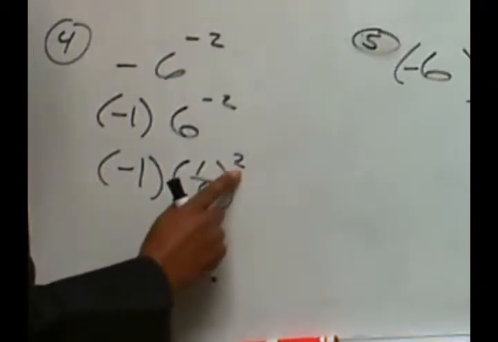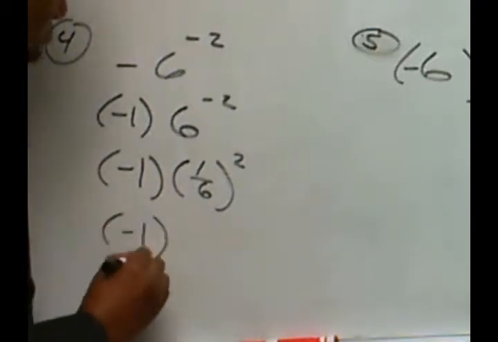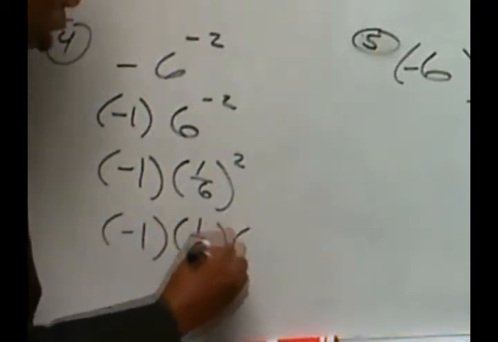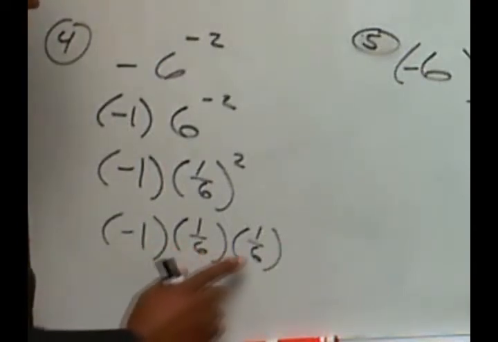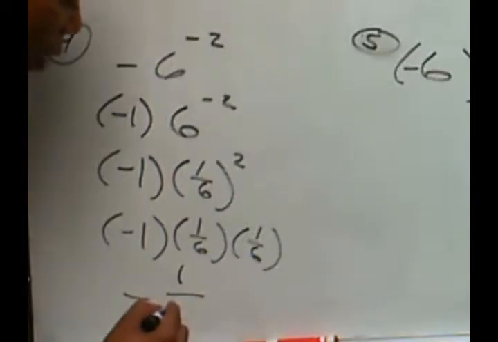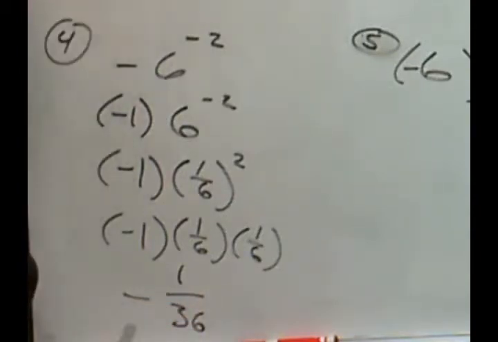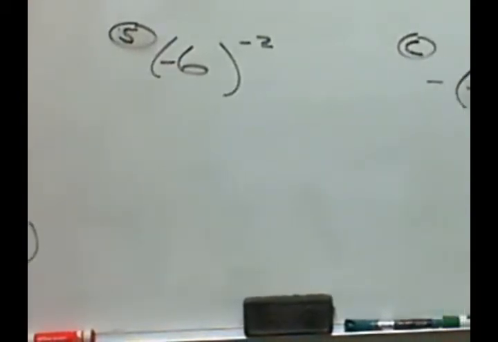Thirdly, we're going to get rid of the 2 by expanding this into negative 1 times 1/6 times 1/6. And when you multiply negative 1 times 1/6 times 1/6, it makes more sense why we get a negative 1/36 for negative 6 raised to the negative second power.